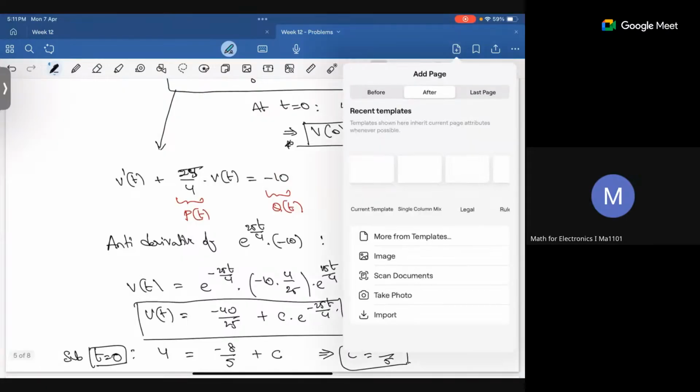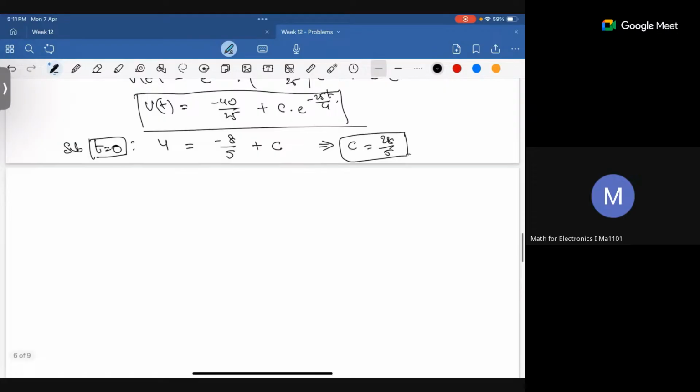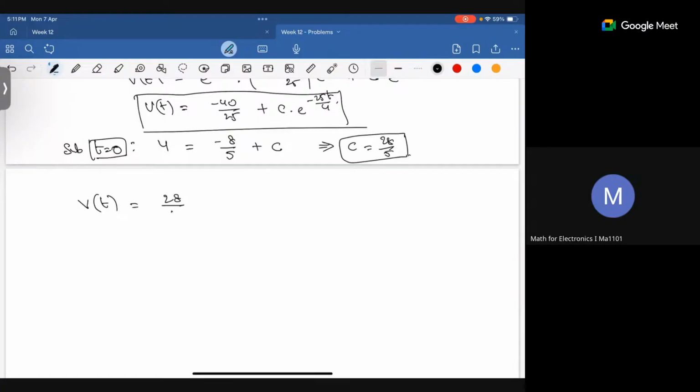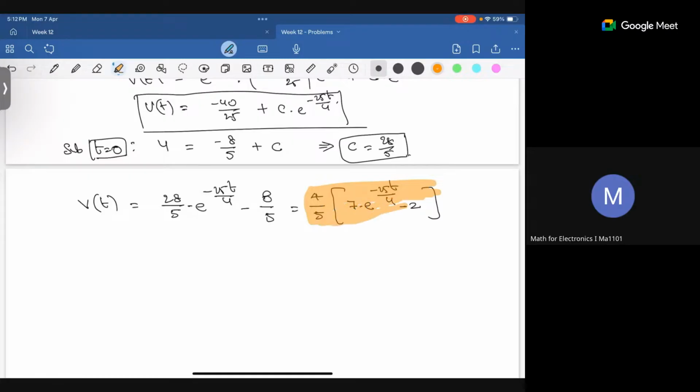And finally, v of t will be 28 by 5 e power minus 25t by 4 minus 8 by 5. Okay, so this will be 4 by 5 of 7 into e power minus 25t by 4 minus 2. Okay, so this will be the speed at time t, or the solution to our linear ODE.